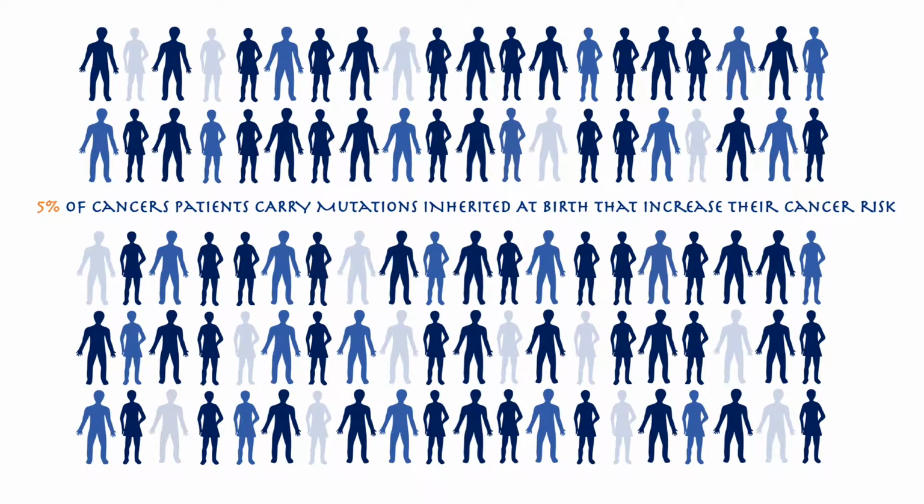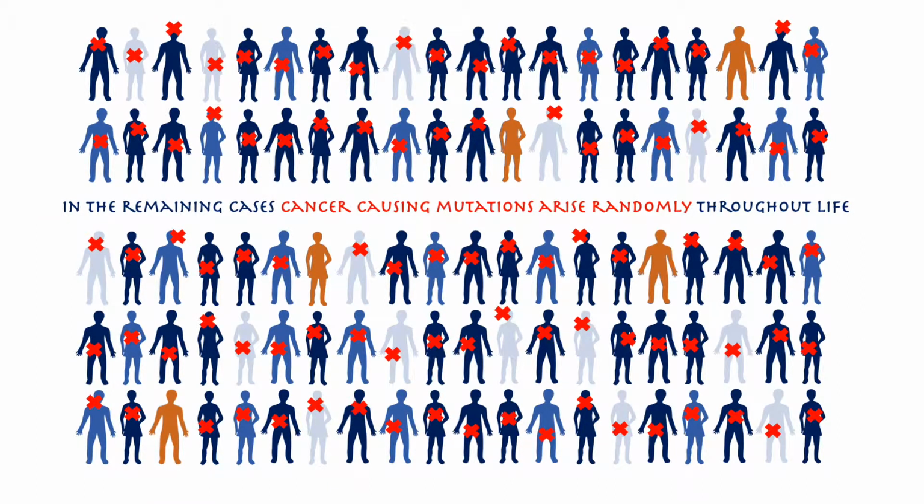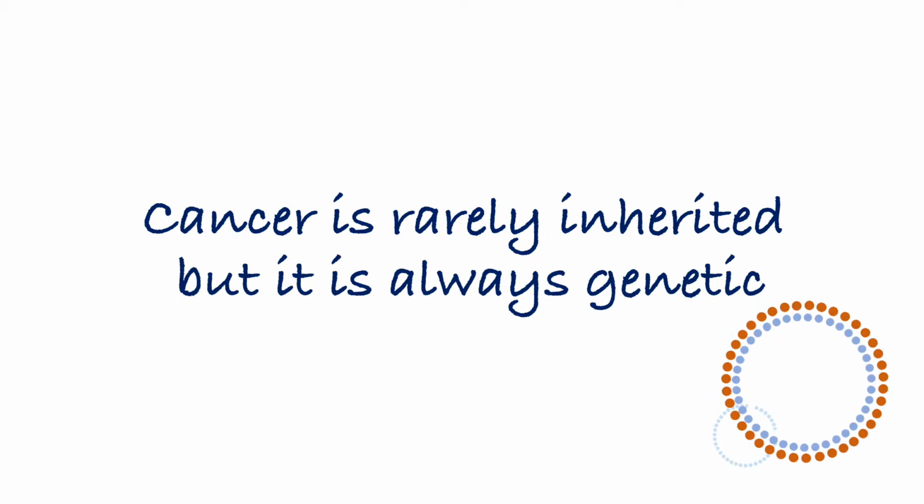It is important to identify these mutations as they can give doctors a better understanding of the prognosis and sometimes how best to treat the condition. Approximately 5% of people diagnosed with cancer were born with a mutation which increased their risk of developing that cancer. In all the remaining cases, the cancer developed because mutations randomly occurred in the process of copying and dividing cells. Therefore, cancer is rarely inherited, but it is always genetic.